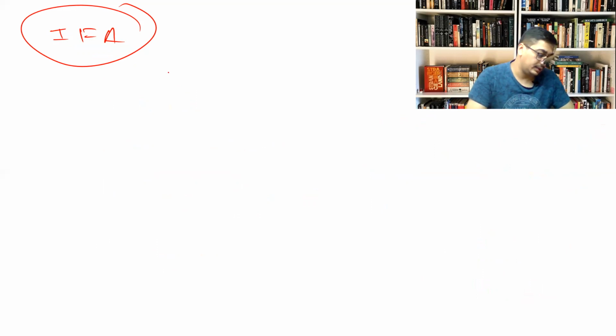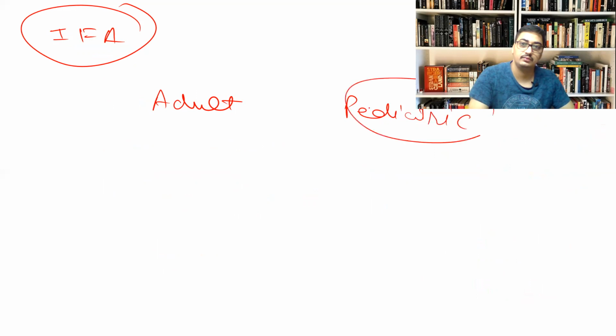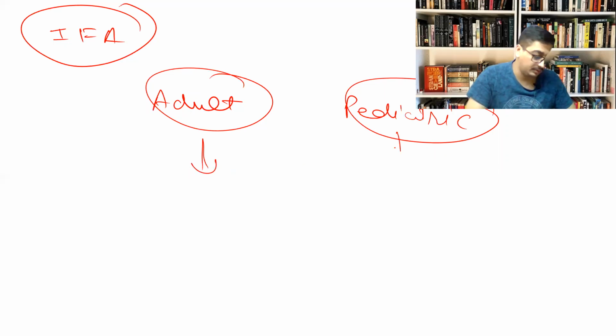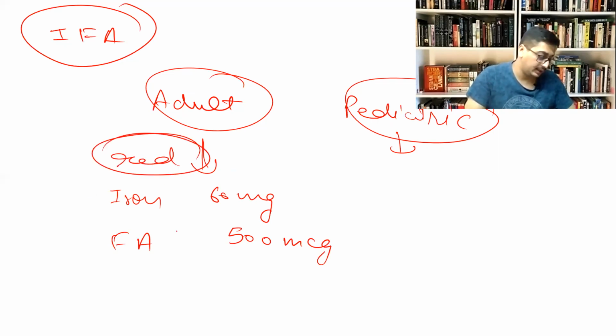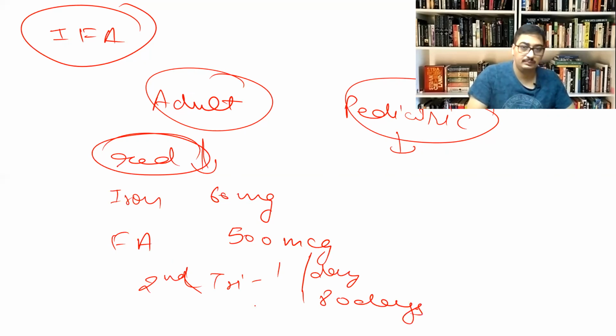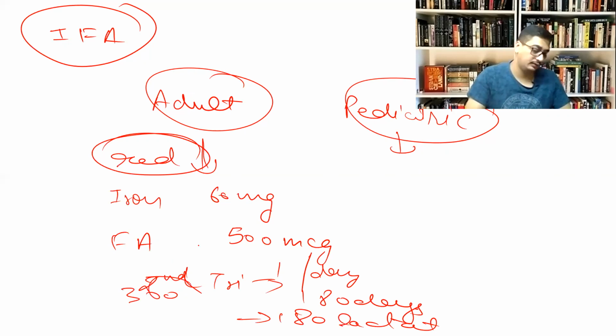So we have adult and then pediatric. If the child is born, pediatric would be given, and to the females we give the adult dose. So let's take the adult aspect. There would be two components: elemental iron and folic acid. Elemental iron would be 60 milligram, and folic acid would be 500 microgram, and it would be available in red tablets. Remember this thing: the color of the tablets would be red. It has to be given in the second and third trimester, one tablet a day for 180 days. And then after the birth, 180 days of lactation. So a total of 360 days of iron and folic acid supplementation has to be provided.